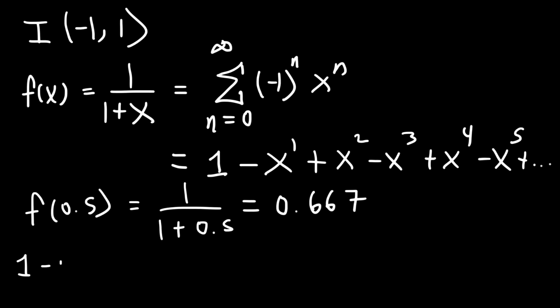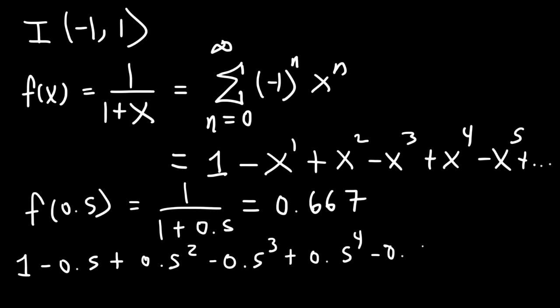So it's going to be 1 minus 0.5 plus 0.5 squared minus 0.5 cubed plus 0.5 to the 4th minus 0.5 to the 5th plus 0.5 to the 6th power, and then minus 0.5 to the 7th power. Go ahead and take a minute to type that in your calculator. The more terms that you add, the more accurate your answer will be to the true value.